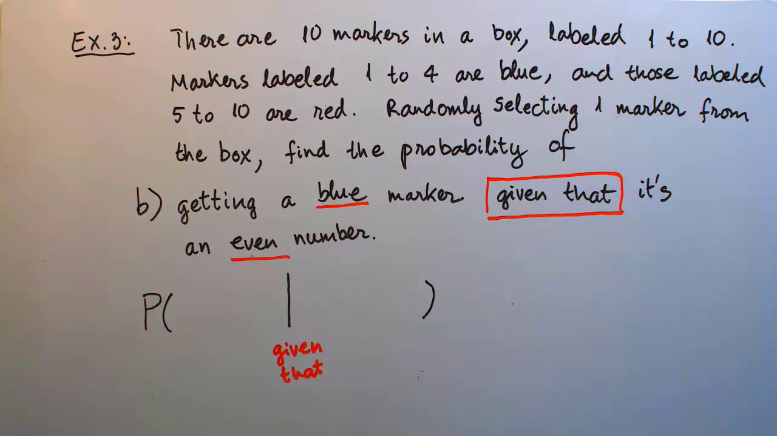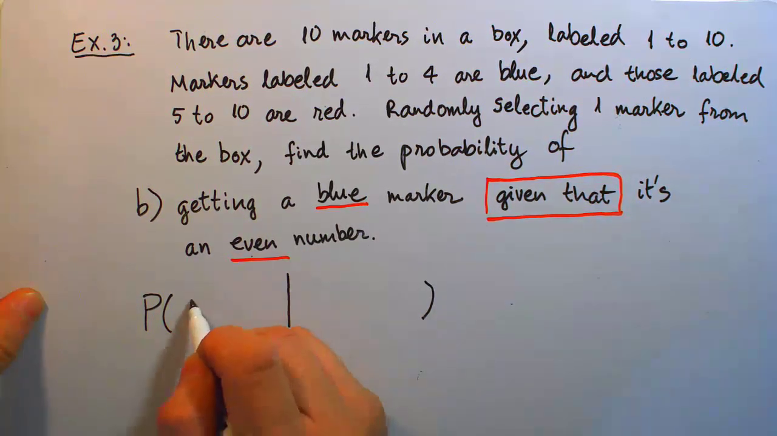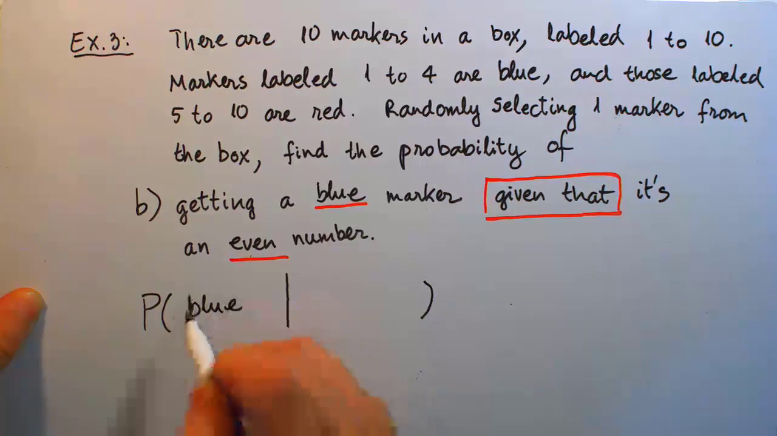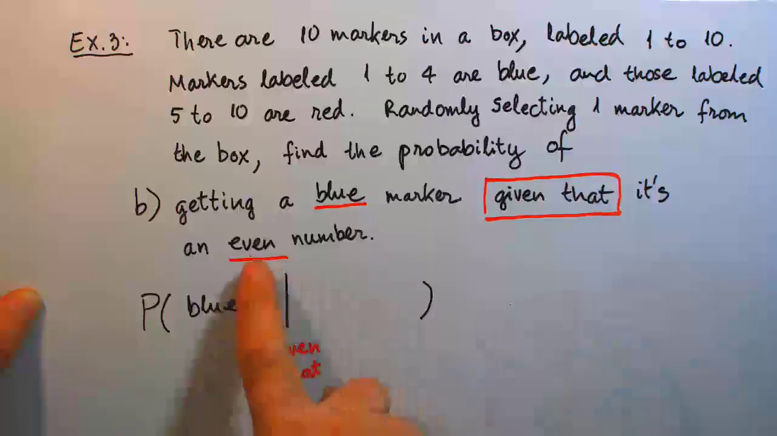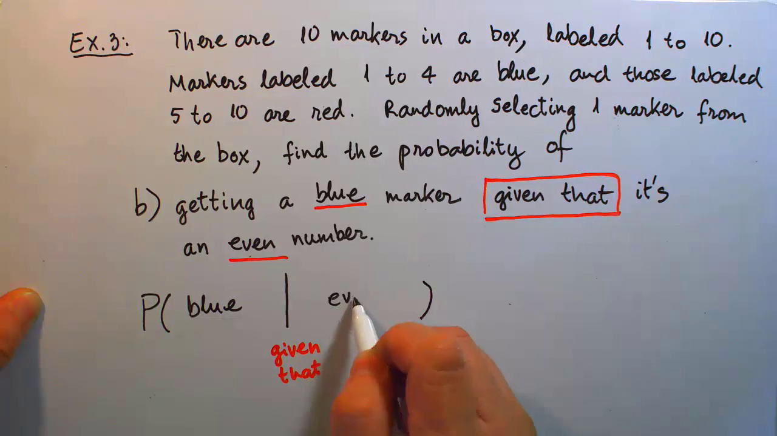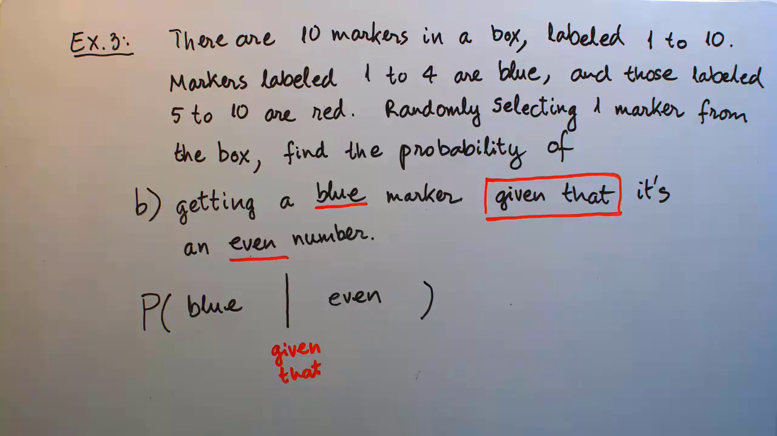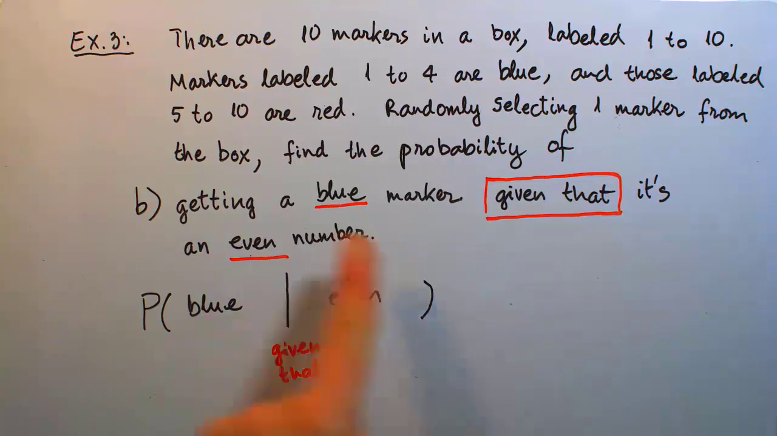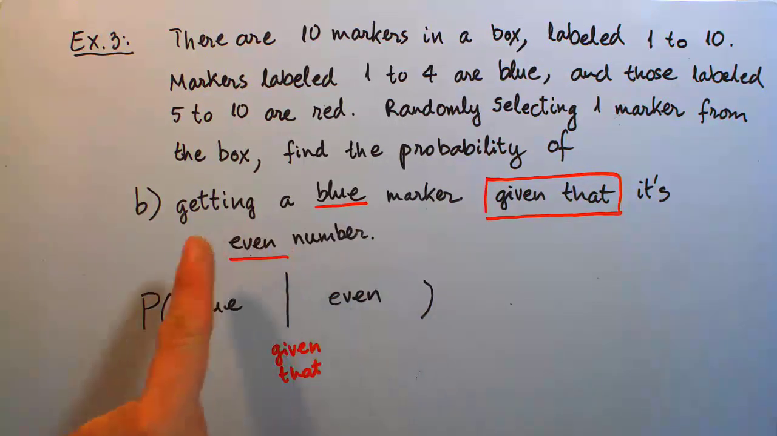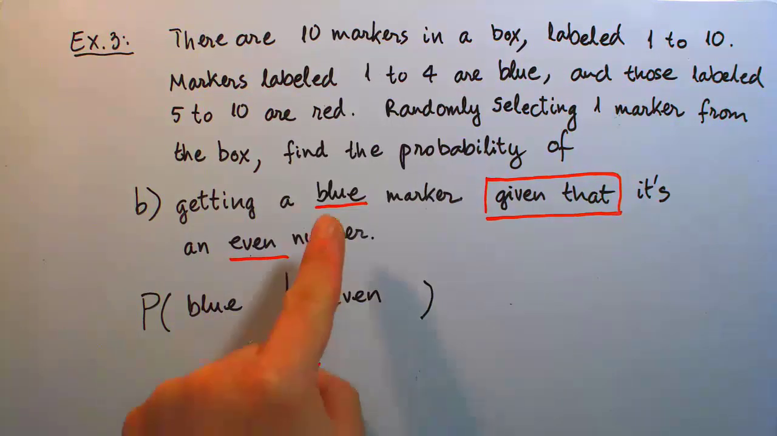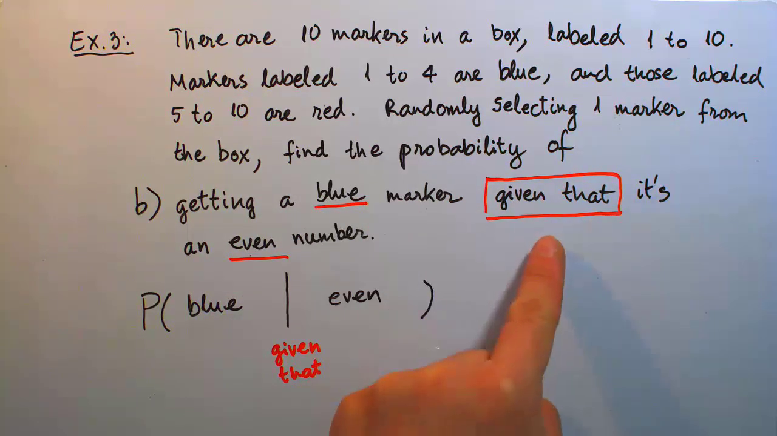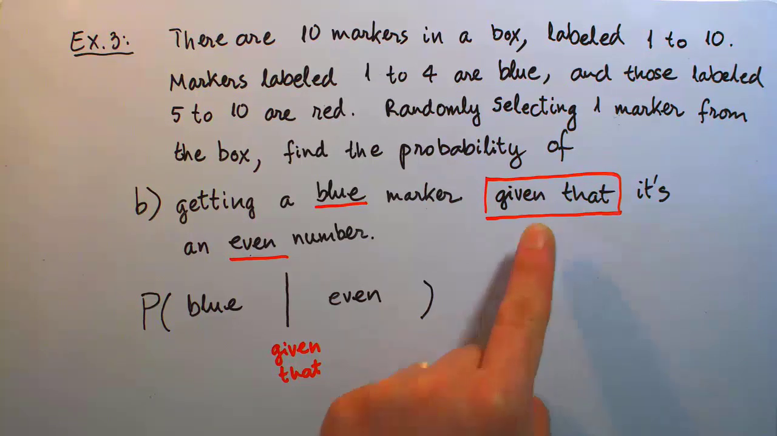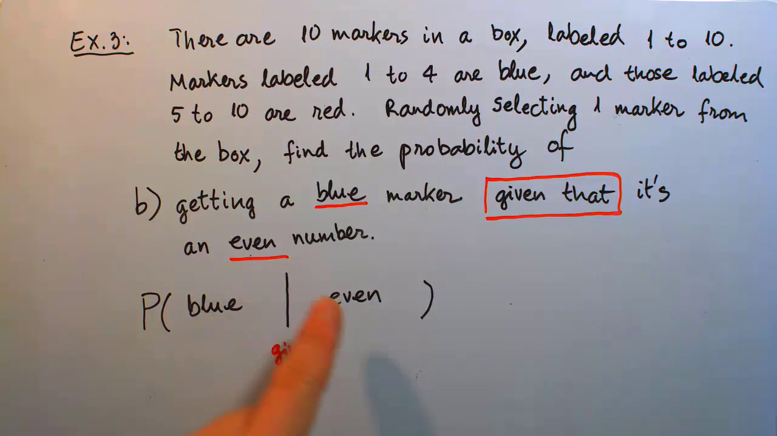And so the whole statement reads, I'm looking for the blue marker. So I'll put blue before that vertical bar, and given that it's an even number, I'm going to put even behind the bar right here. And I'm going to strictly stick with that order. The way the problem was worded, blue as one requirement comes before the keyword "given that," and even is the other requirement that comes after it. So strictly in that order: blue, then the bar to separate the two, and then even.